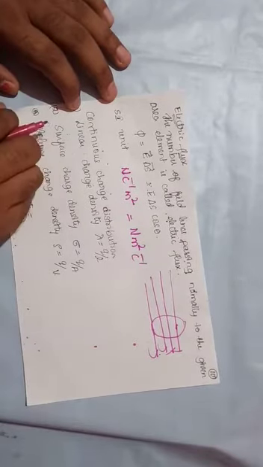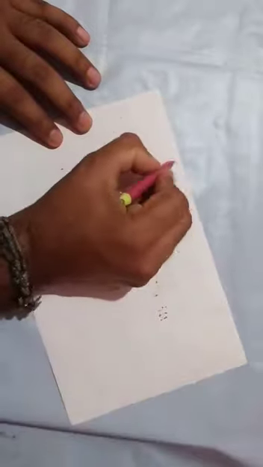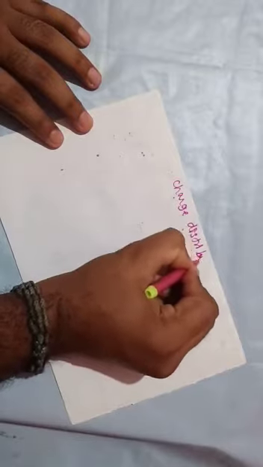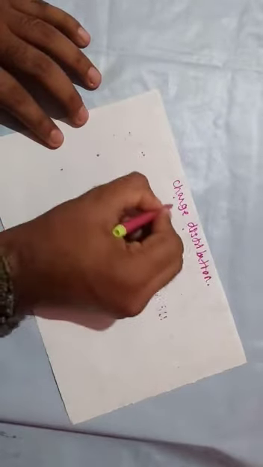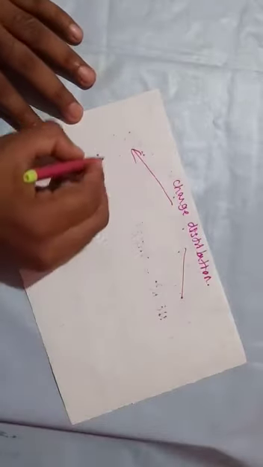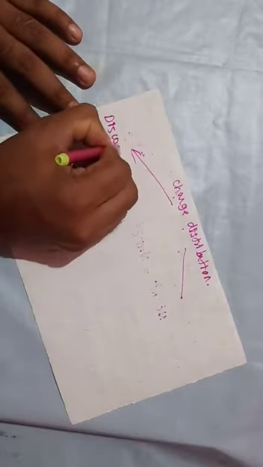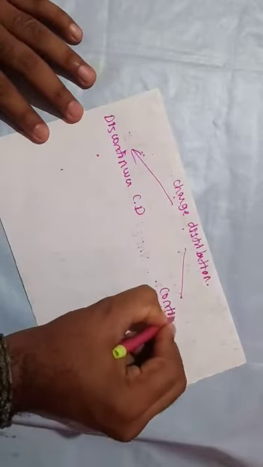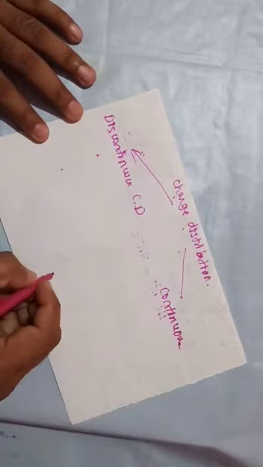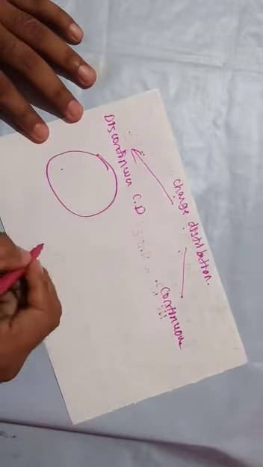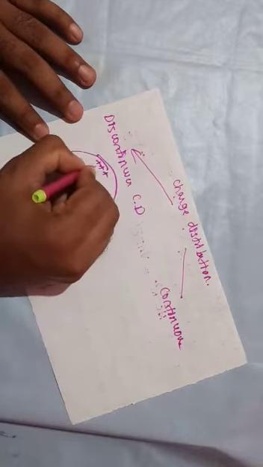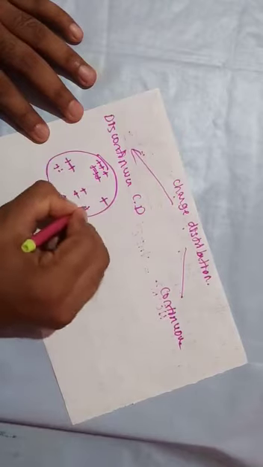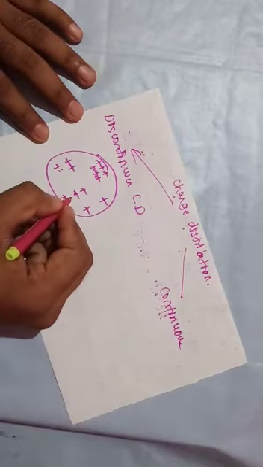Okay, so next we are going to discuss charge distribution. In charge distribution, there are mainly two types: one, discontinuous charge distribution, and another, continuous charge distribution. Discontinuous charge distribution is nothing but, let us consider one system. In this system, if the charges are present like this, this is called discontinuous charge distribution.